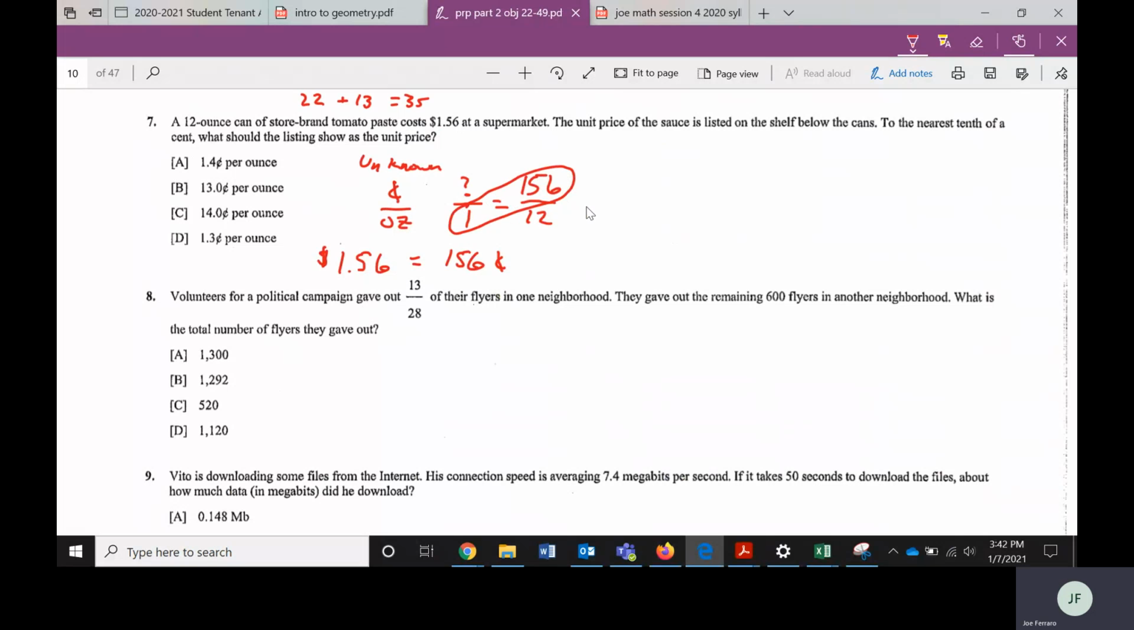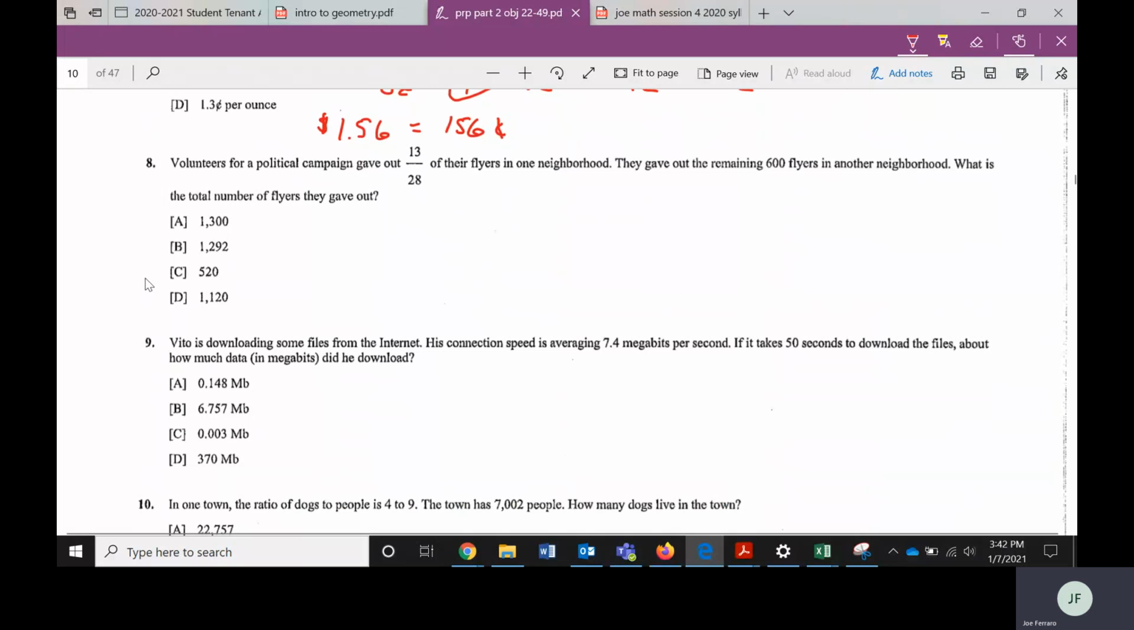Shortcut in unit price, remember, is money divided by the amount that you get, but if you set up this proportion, that's what you're going to do, because we're going to have 156 times 1 all over 12. That gives you 156 divided by 12, which is 13, and this is in cents. So it's 13.0 cents. Okay. All right, we're getting closer. Number 8 is a little bit of a tricky one, but still not too tough.